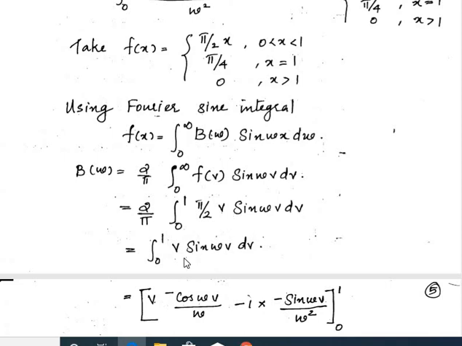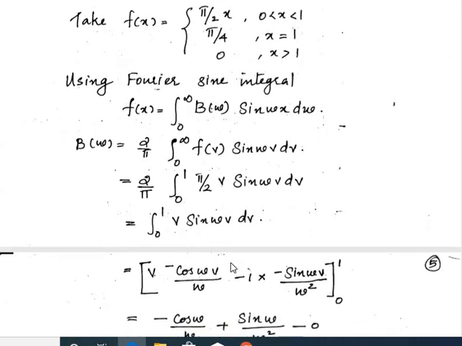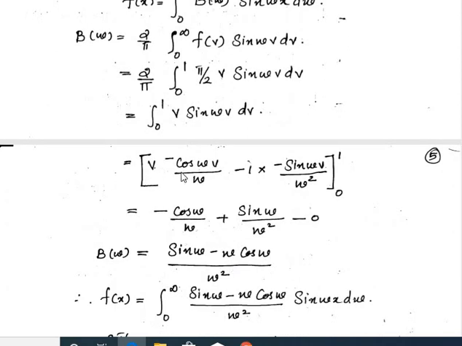Now integrating v sin omega v dv, the 2 and pi will be cancelled, so we get v sin omega v dv. Applying integration by parts, that is first term into integral of second minus derivative of this into again integral of this, that is v into integral of sin omega v, which is minus cos omega v by omega, minus the derivative of v, which is 1, into the integral of this one, which is integral of cos omega v, sin omega v by omega, and by omega there is an omega term, so it becomes minus sin omega v by omega square.